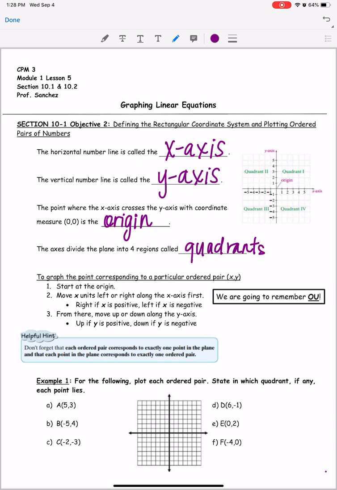So to kind of help us on how to plot points, we're going to remember OU. When you plot, you need to go over, side to side, before you go up or down. Okay, so you're going over side to side before you go up or down. And so you'll hear me a lot of times say over before up, sort of thing.